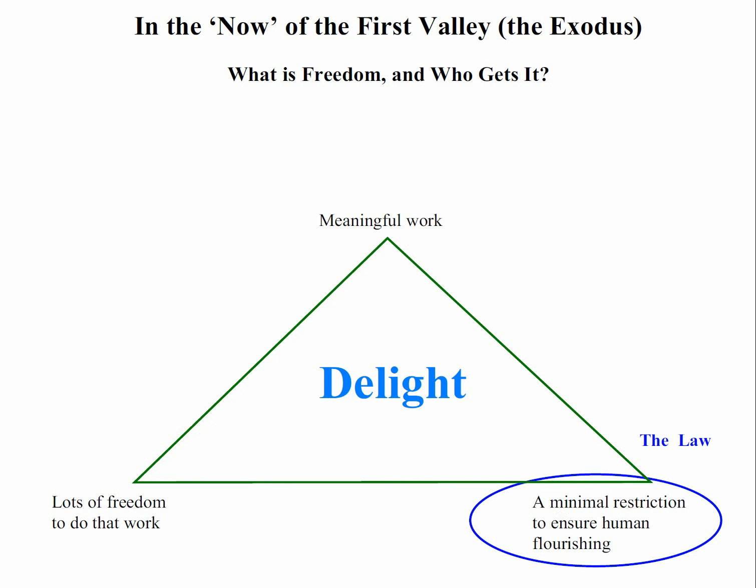Which means we now have an answer to this question. What is freedom and who gets it? The Eden story shows us that freedom is this, what you see here. It's the perfect balance of meaningful work, lots of freedom to do that work with all sorts of creativity and new ideas, but a minimal restriction. Ironically, and maybe even paradoxically, you need a little bit of restriction in order to have true freedom. And true freedom means freedom for everyone. Who gets freedom? All do. This is how we can set things up so that everybody can flourish and experience the delight that God intended.